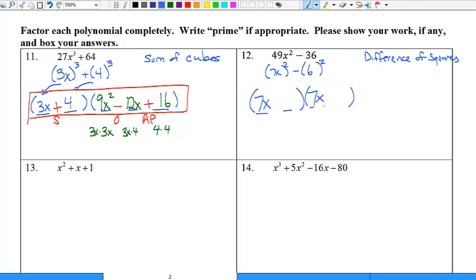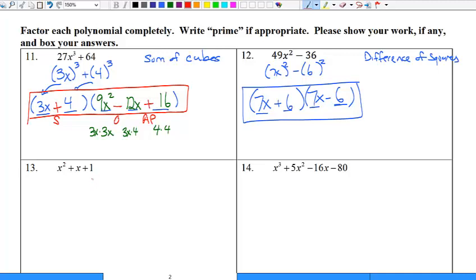There's a binomial and another binomial. So the 7x goes in the fronts, the 6 goes in the backs. One is a plus and one is a minus, and it's that simple, but for some reason students struggle with that one, but they'll get the difference and sum of cubes. So just don't forget about the easy ones, okay? Number 13, again, there is no GCF between x squared, x, and 1.